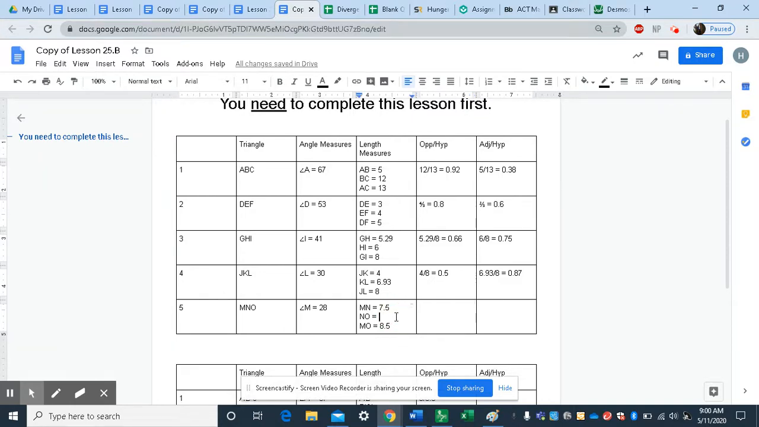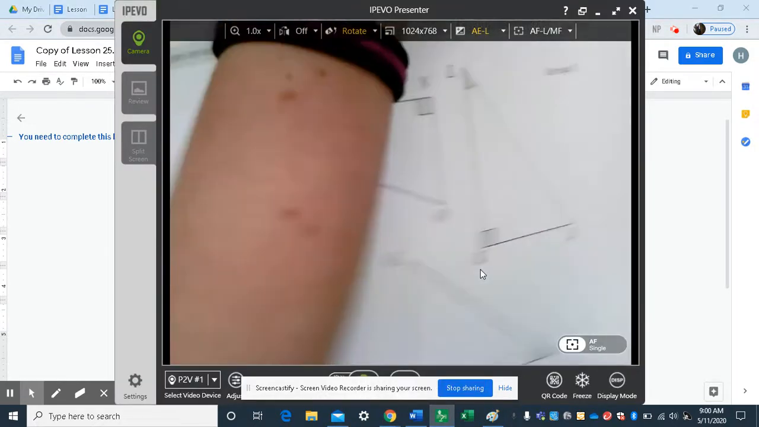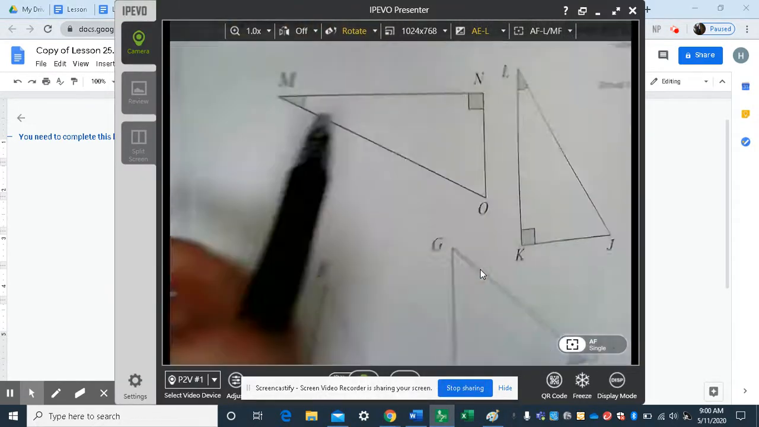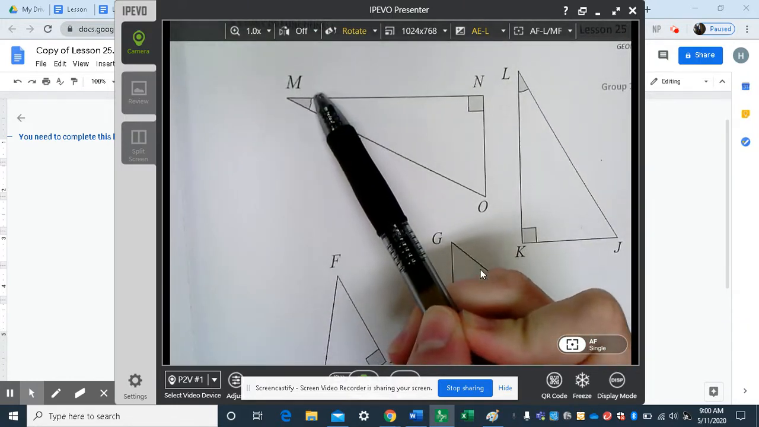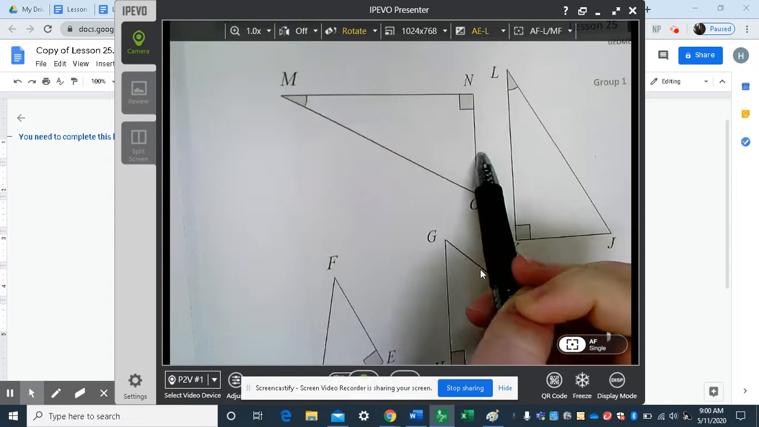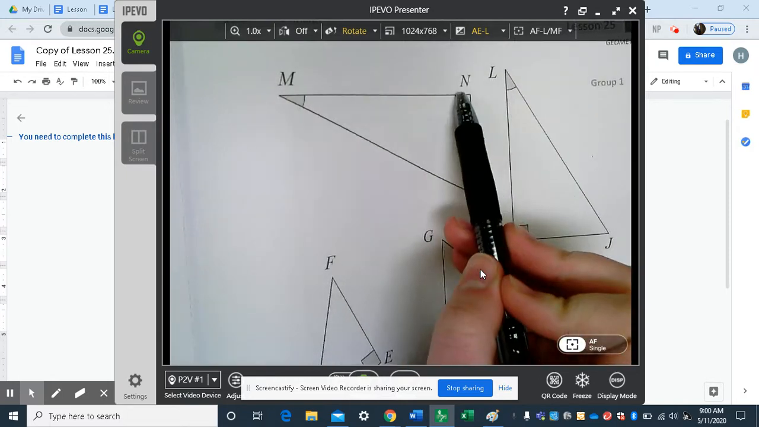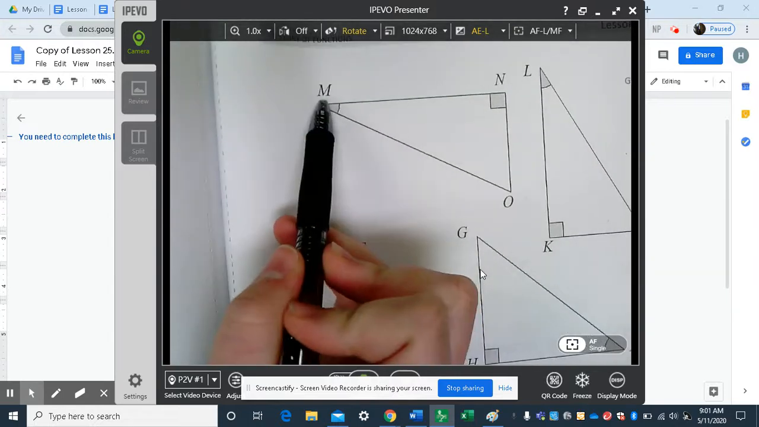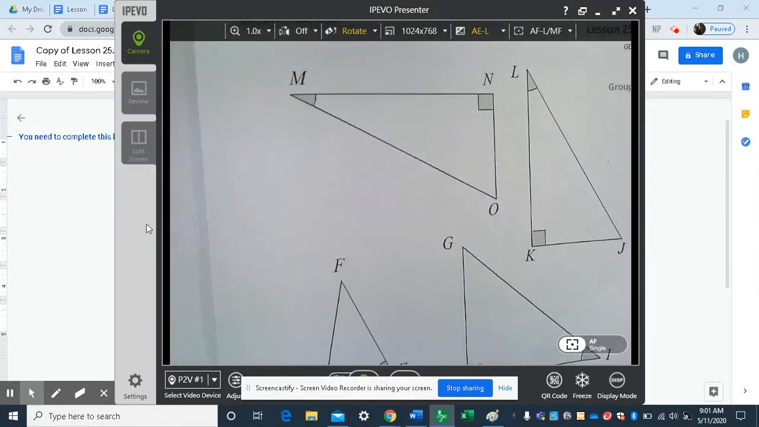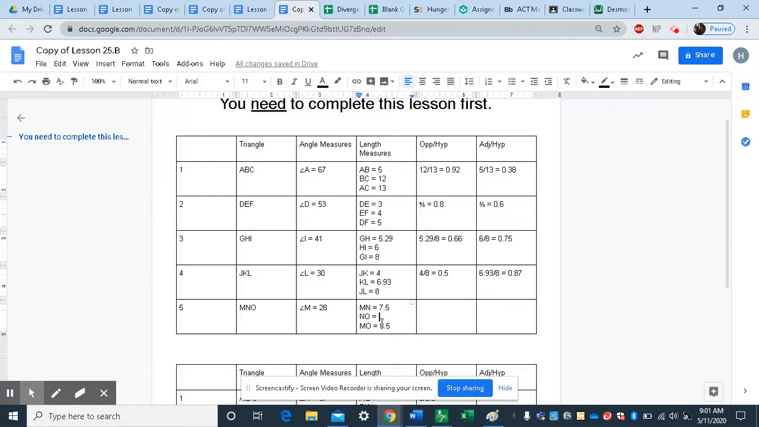So our next triangle is MNO. So our marked angle is M, which means that our 2 legs are going to be MN and NO, with our hypotenuse being MO. I'm trying to enunciate so we don't get confused. So MO is our hypotenuse, which means we're going to do 8.5 squared minus 7.5 squared.